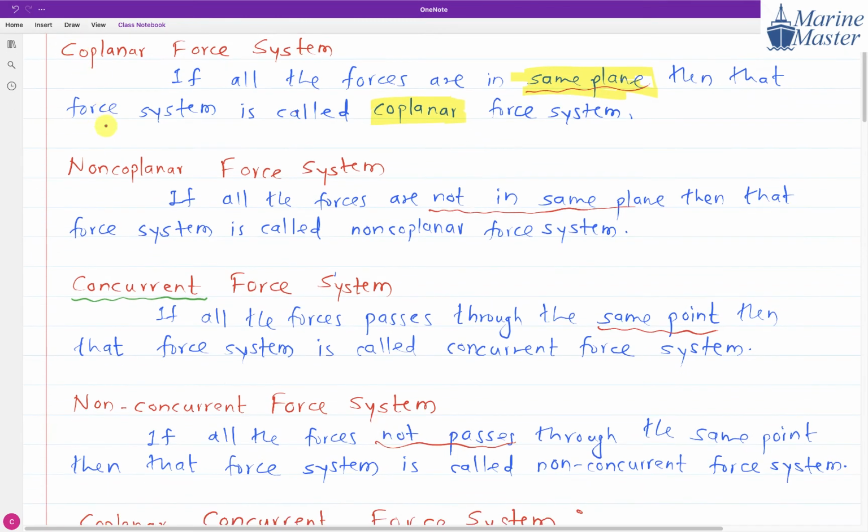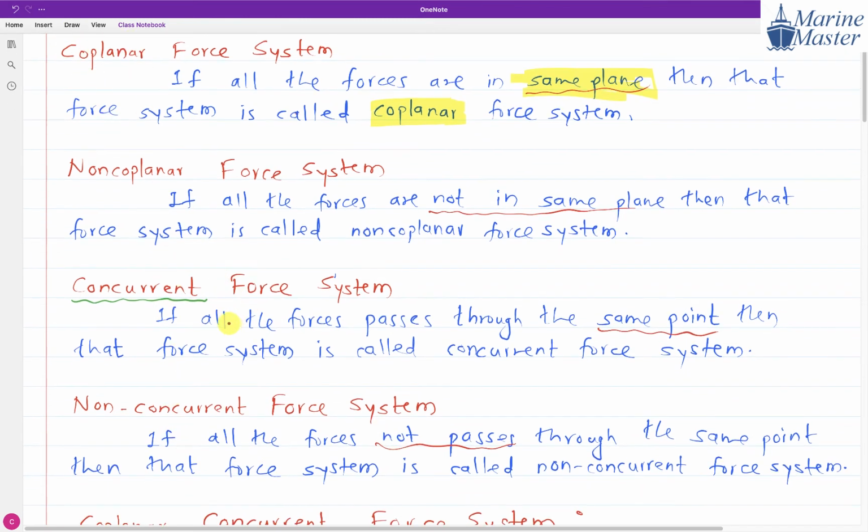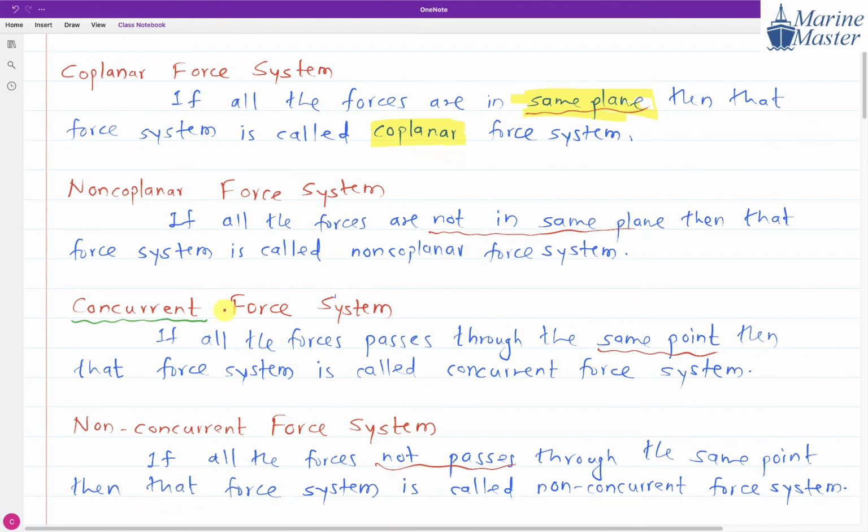So please write down all these four definitions. The different types of force system: coplanar, non-coplanar, concurrent, non-concurrent. Please write down.